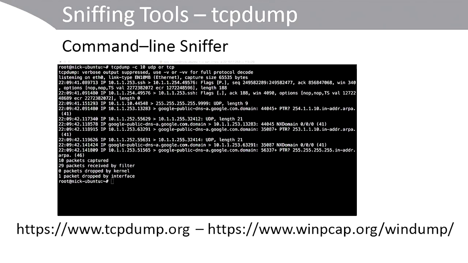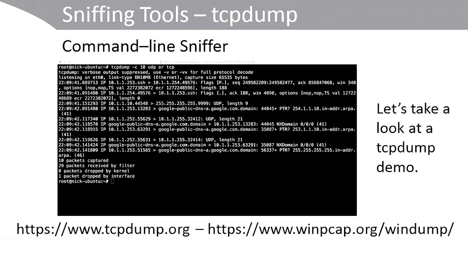Next up is tcpdump. This is that command line sniffer I was telling you about. You can download it at tcpdump.org. If you want to run it on Windows, it is possible to do that. However, you need the Windows version of the packet capture library, which can be retrieved from winpcap.org, and WinDump is the Windows equivalent of tcpdump. It runs in the command prompt and does the same job as tcpdump.